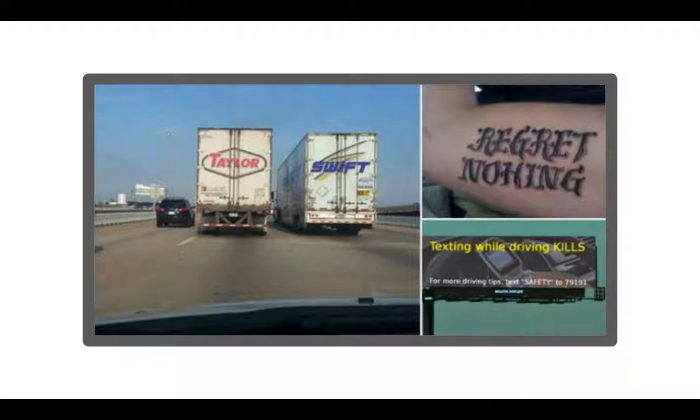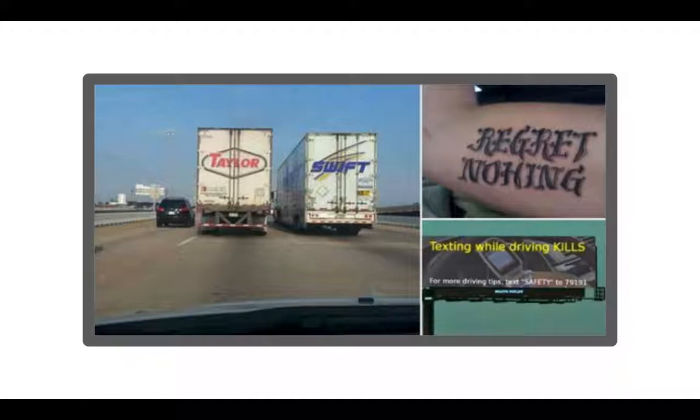This picture here, you can see on the left-hand side, look at the back of the semi-trucks. It's ironic because she's a famous singer. Have you listened to her new album that dropped recently? Over here, we've got a tattoo, and you all might be thinking someday you want to get one. But the tattoo says, "regret no-hing." I think they meant nothing.